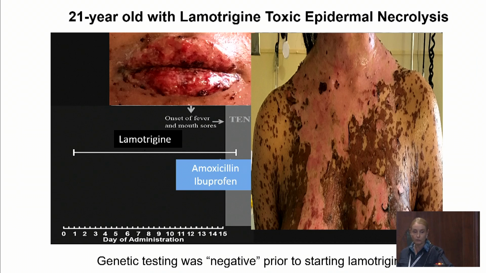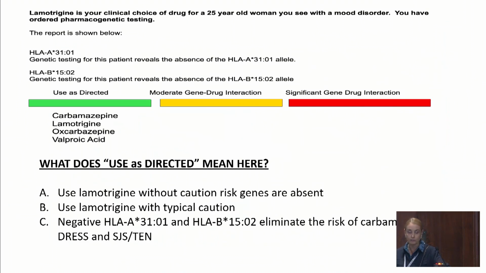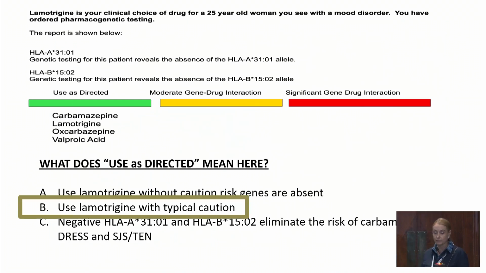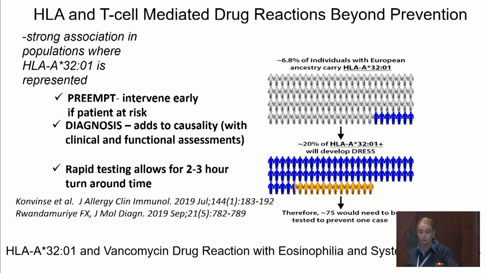This is a caveat also about lamotrigine toxicity and lamotrigine epidermal necrolysis, that many of the commercial genetic tests that are available actually do HLA B1502 and HLA A3101, which are not associated with lamotrigine TEN. And this young woman was told when she had genetic testing that she would be unlikely to get it. And this is what the report looks like. It says use it as directed. It has a green bar. But what this use as directed means is use lamotrigine with typical caution because it's not associated with these HLA alleles.